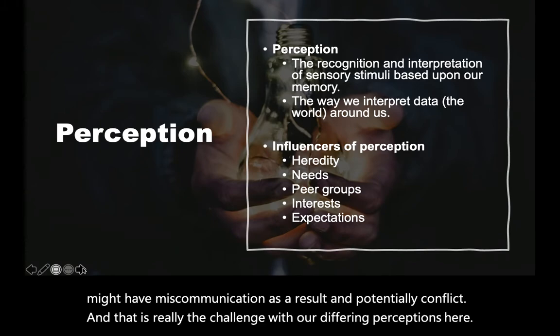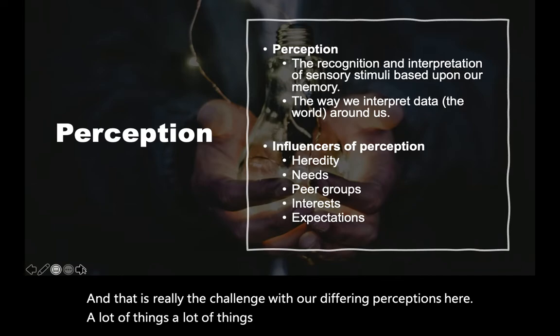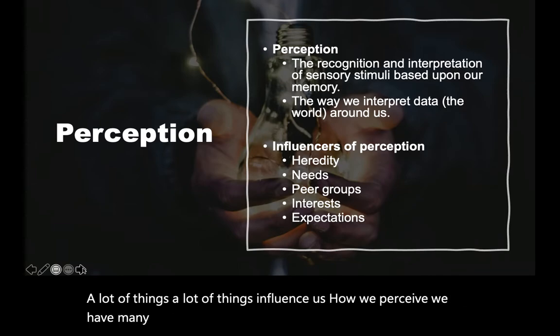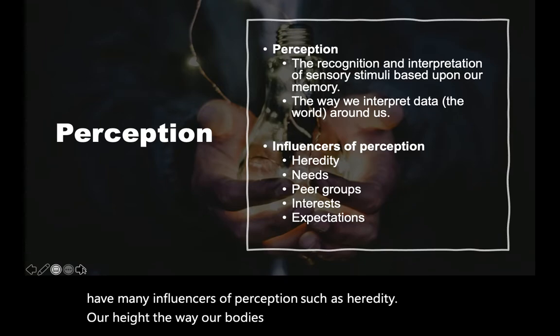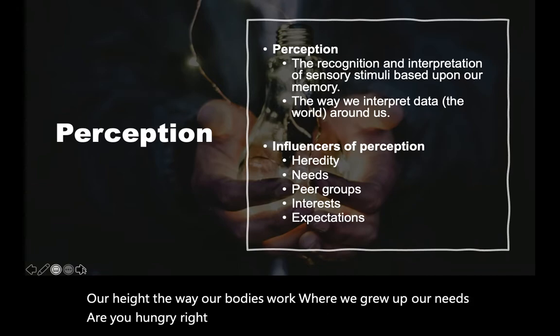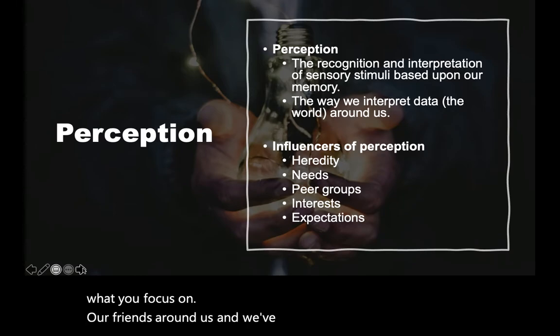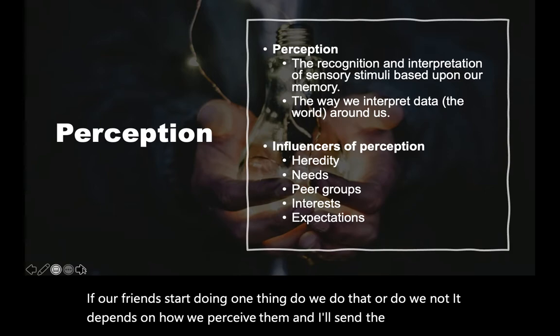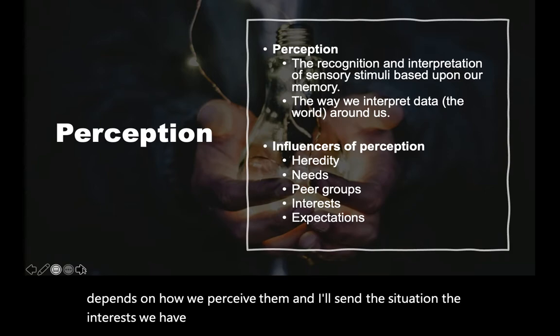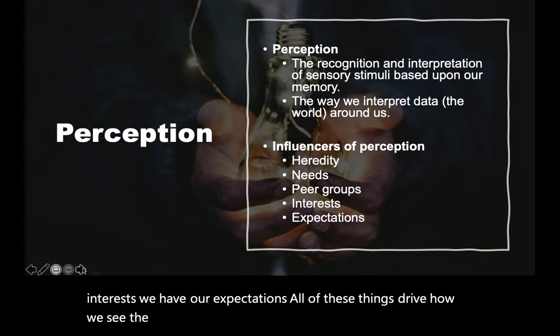A lot of things influence how we perceive. We have many influencers of perception, such as heredity, our height, the way our bodies work, where we grew up, our needs. Are you hungry right now? Are you tired? They will drive what you focus on. Our friends around us, and we've talked about that actually in class. If our friends start doing one thing, do we do that or do we not? It depends on how we perceive them and us in the situation. The interests we have, our expectations, all of these things drive how we see the world, how we perceive the world, how we interpret what we see.